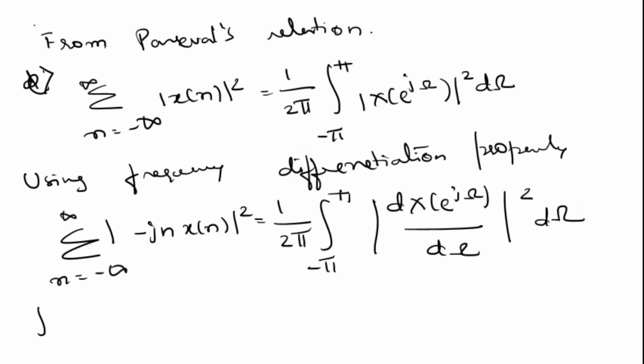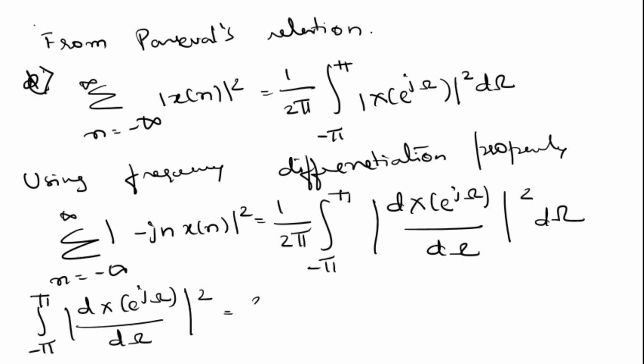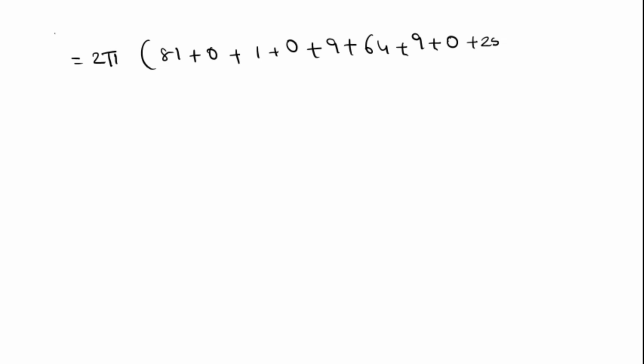or integration minus pi to pi mod of differentiation of x of e power j omega divided by d omega square is equal to 2 pi into summation n is equal to minus infinity to infinity mod of n into x of n square, which is equal to 2 pi into 81 plus 0 plus 1 plus 0 plus 9 plus 64 plus 9 plus 0 plus 25, which is equal to 378 pi.